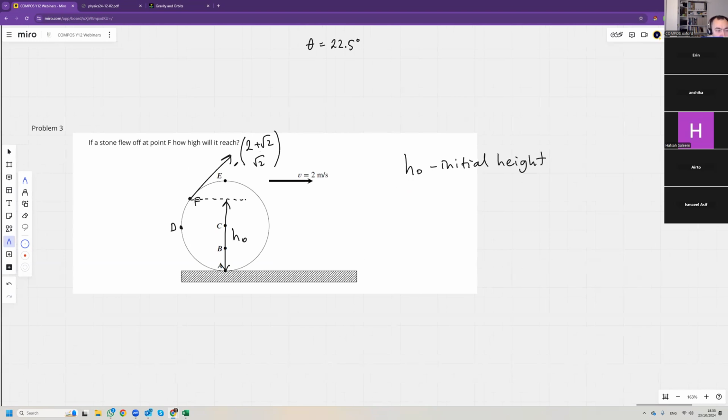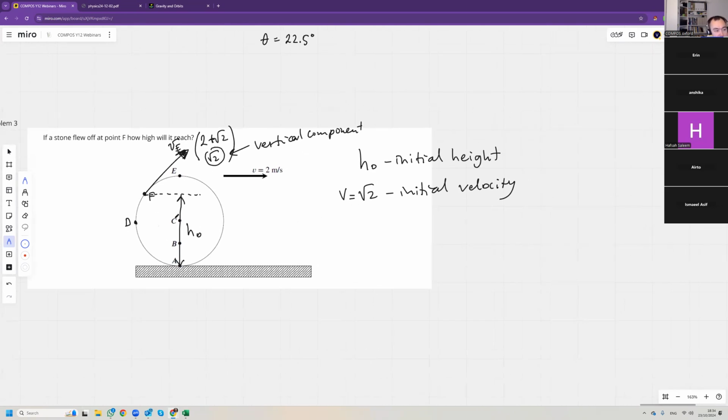And which part, if I want to find the maximum height reached by the stone, which do I need to take? The top or the bottom? The bottom. I need the bottom, because that's the vertical component. Initial height. Square root of 2. V is initial velocity. And yeah, all right, so we need h0.